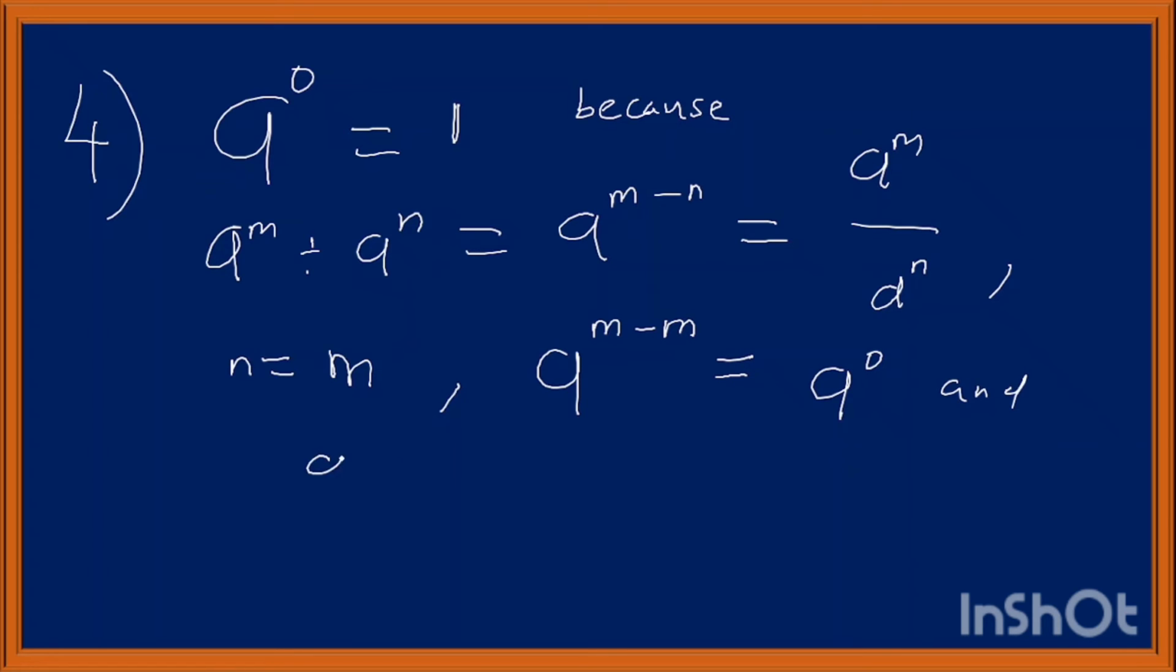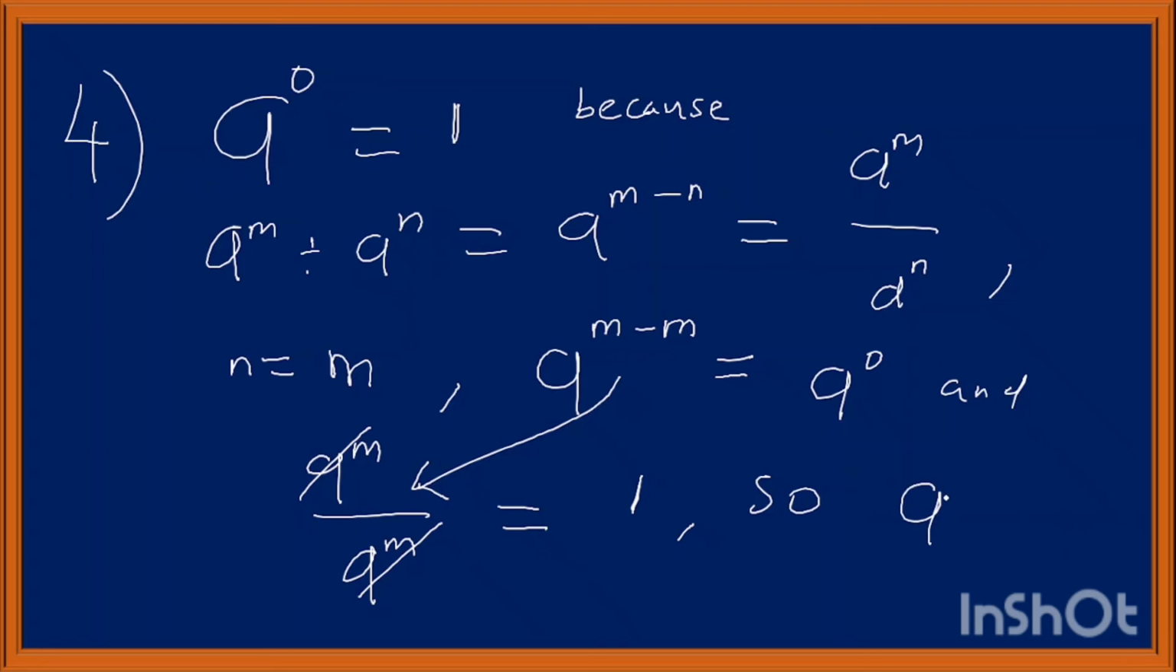And a raised to the power m divided by a raised to the power m, because this is relating to this, is equal to what? 1. So this can cancel off and give me what? 1. So we conclude that what? a raised to the power 0 is equal to 1.